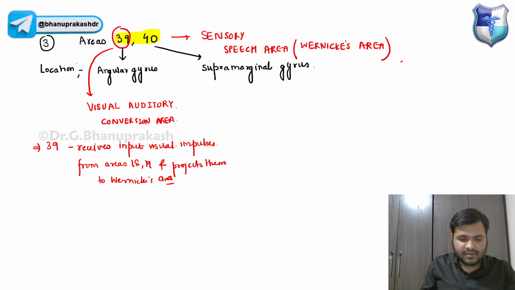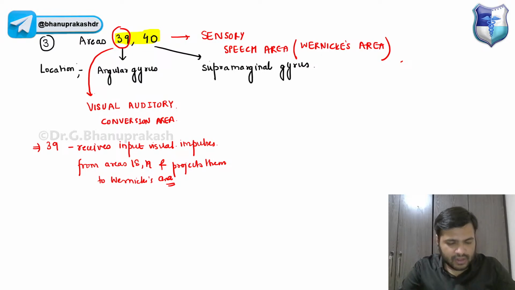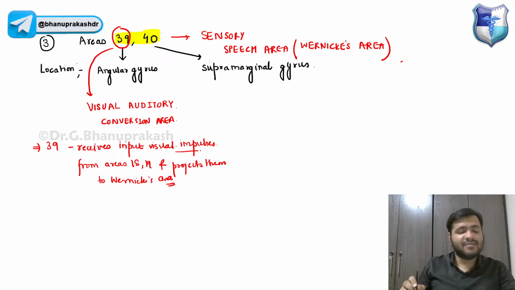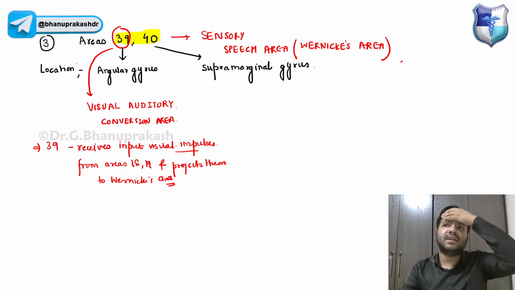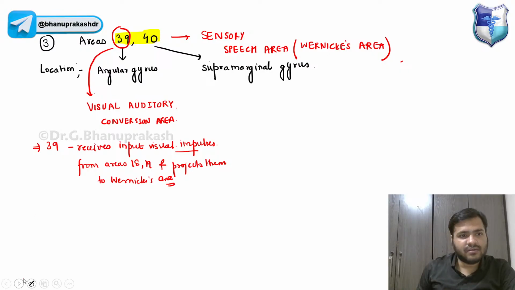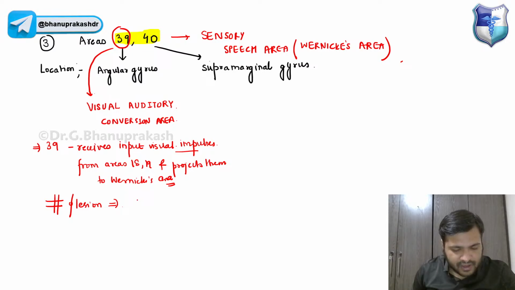Wernicke's area, guys. So that is something you have to remember: it receives visual impulses from areas 18 and 19, and it projects them to Wernicke's area. Now, if there is any injury or lesion to this particular area, what will it lead to? It will lead to agraphia.